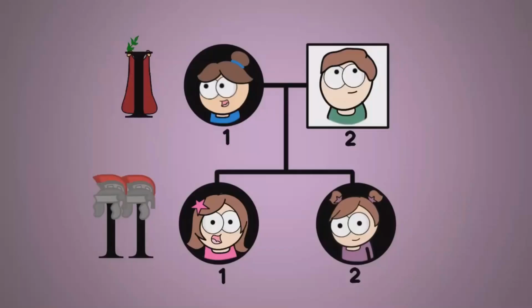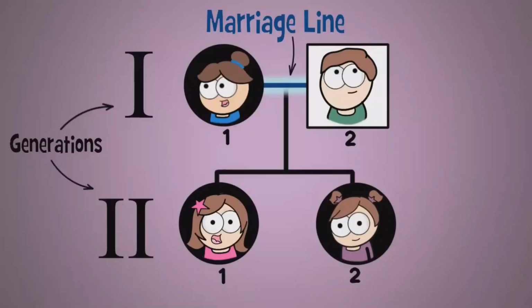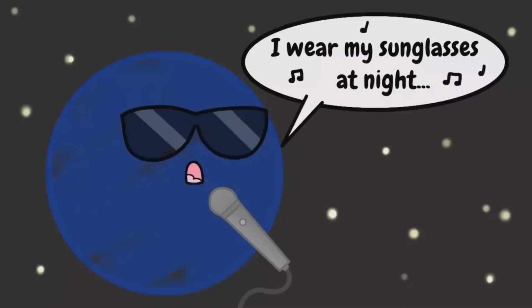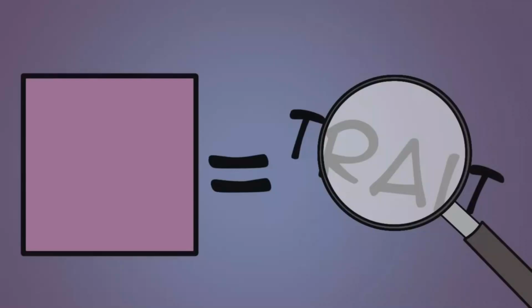So if we take a look at this pedigree, these Roman numerals represent generations. There are 2 generations here. This line between my parents is called a marriage line. This line here connects parents to children, so you can see there are 2 children from this marriage. Now you may wonder, why are some of these shapes shaded? What does that mean? Well, the shaded shapes represent a trait that is being tracked in the pedigree.